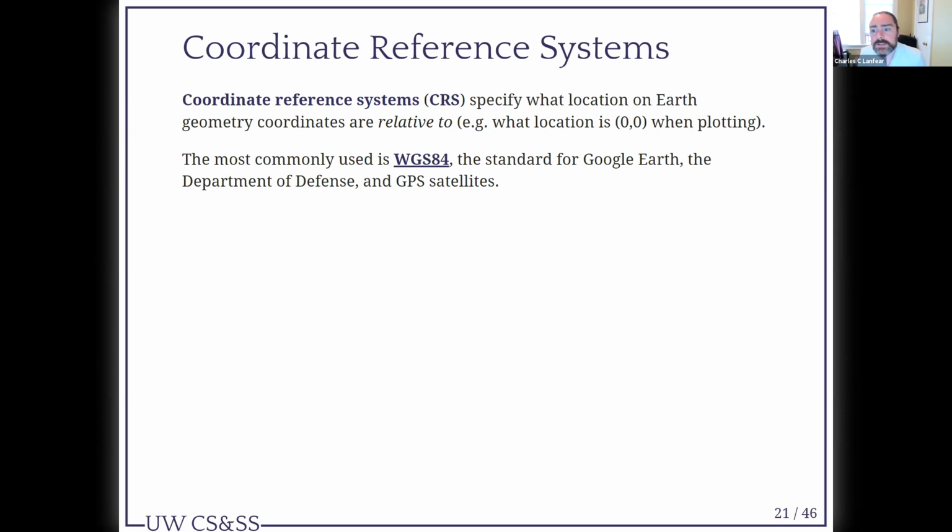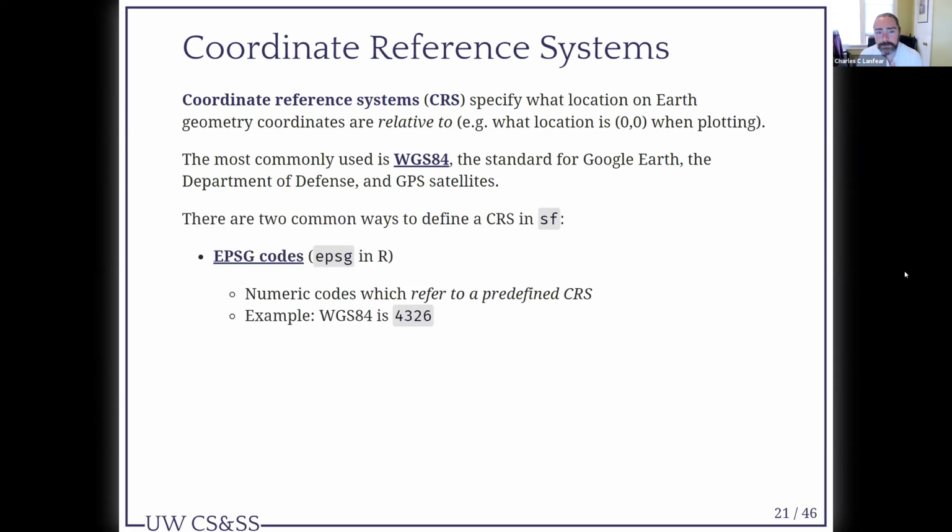Okay, anyway. The most common CRS you're probably going to encounter is WGS84, World Geodetic System 1984. This is the standard for Google Earth. It's the standard for the Department of Defense, and it's what your GPS satellites typically talk to your phone in. These are latitude and longitude coordinates. It's the most common standard you're going to see. If you have things that look like latitude and longitude, it's typically WGS84.